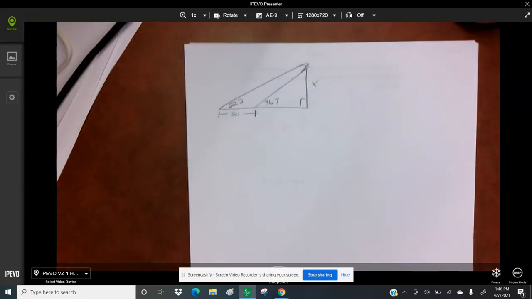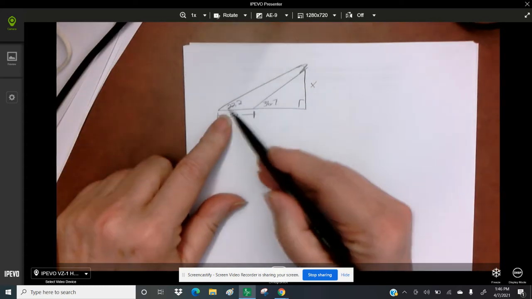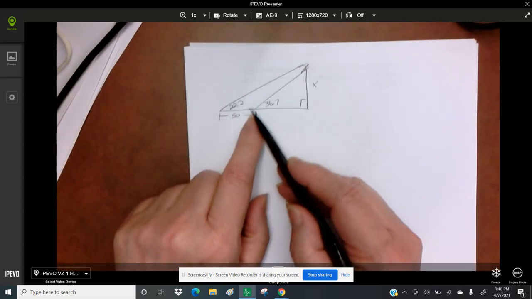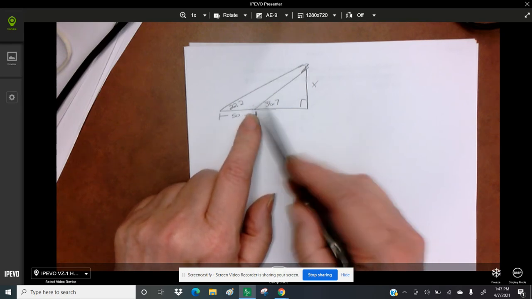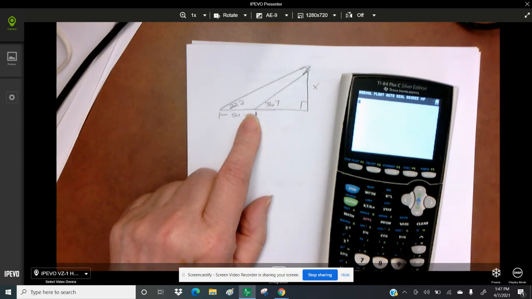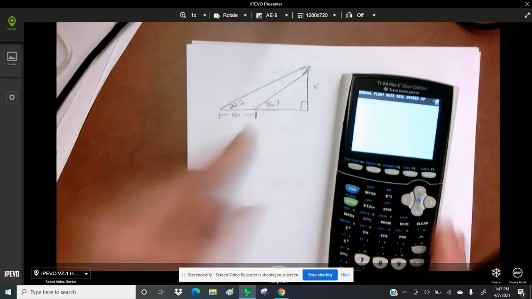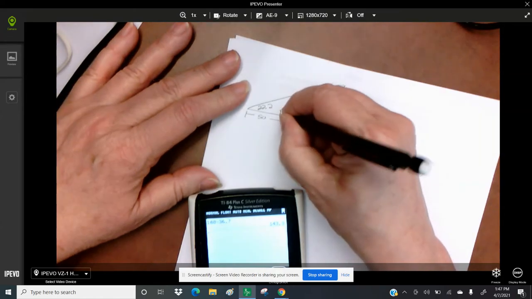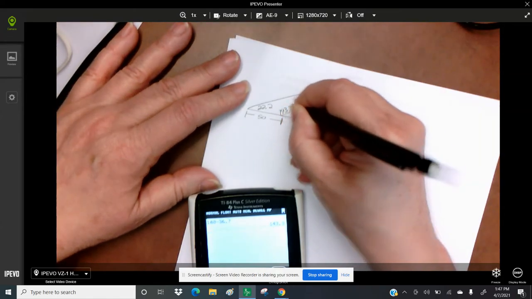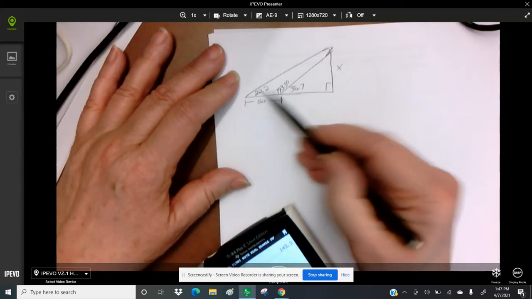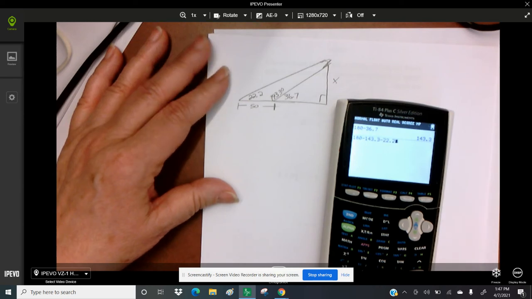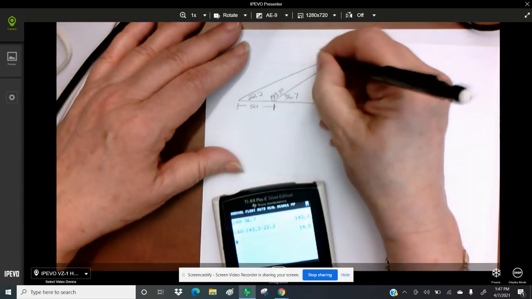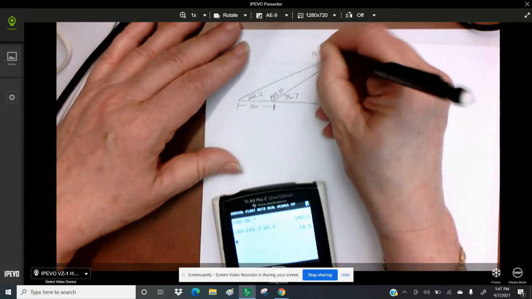All right, so now I can look at just this little skinny triangle, and I notice that this angle here and this angle here, those are supplementary. They form a straight angle, and so I know I can take 180 and subtract 36.7, and I know that this angle right here is 143.3 degrees. And now I have two angles, and in order to find this third angle, I can just take 180 minus 143.3 minus 22.2. And I know that this little angle up here is going to be 14.5 degrees.